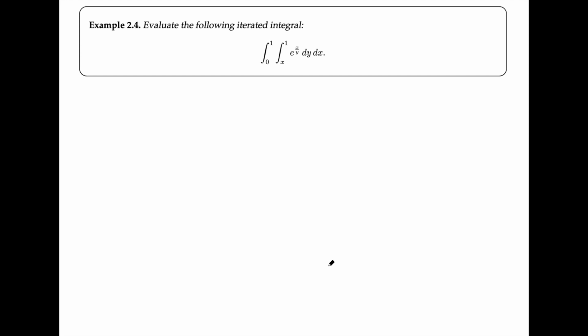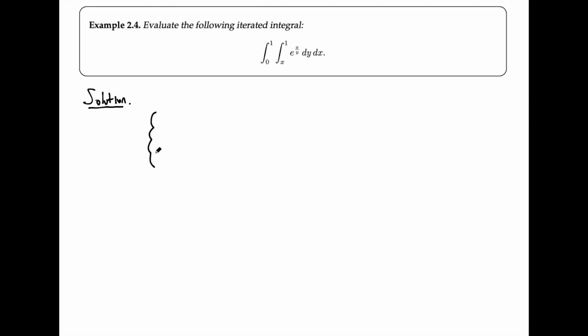This is another example of an iterated integral. This time the integrand is e to the x over y. This is another situation where we probably won't be able to evaluate the integral in the prescribed order. We could think about integrating e to the x over y with respect to y first, but this seems difficult.